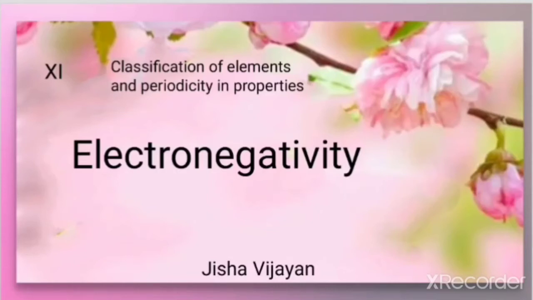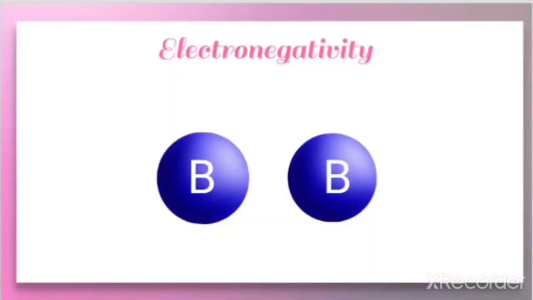Hello students, let us discuss electronegativity in the chapter Classification of Elements and Periodicity in Properties. Let us discuss this concept with the help of an example. Consider the two atoms here which I am representing here as B. Let these have a single electron in the outermost shell.